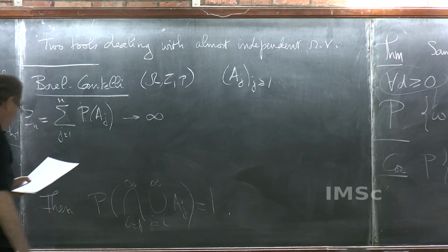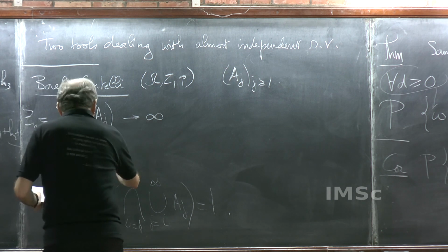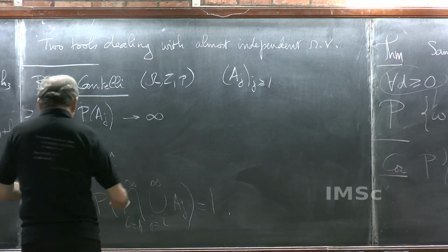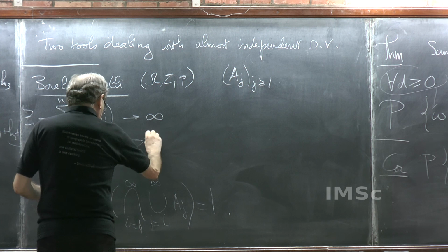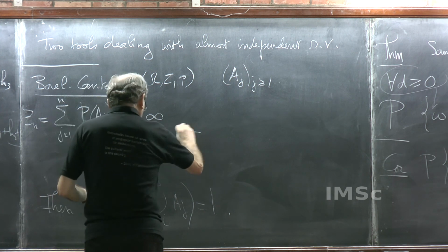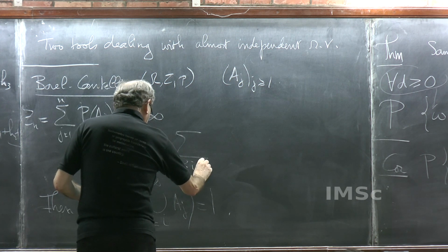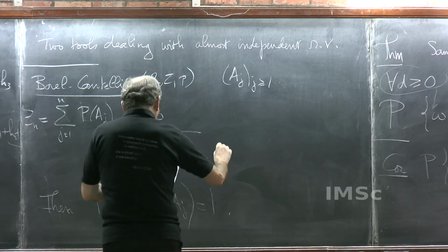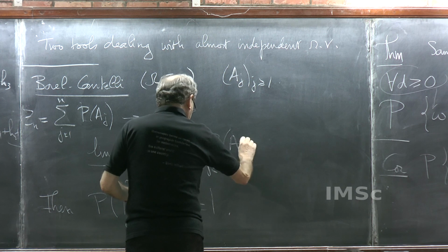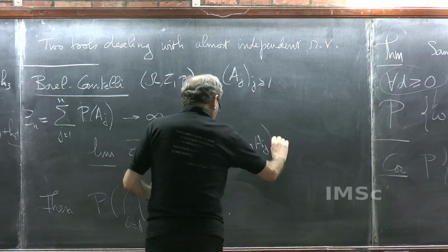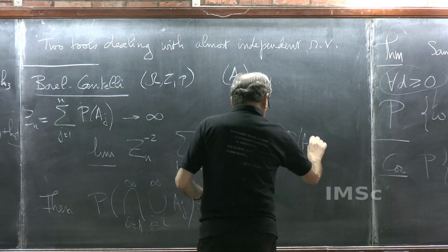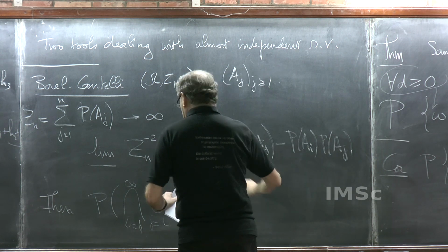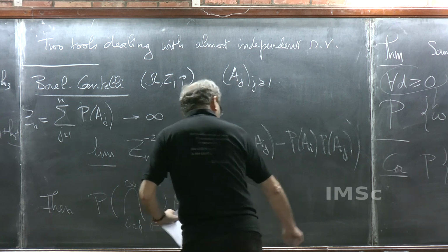Okay? So the Erdős-Rényi condition is this, and this is very convenient: the lim inf of Zn minus 2 times the sum, where i is between j and n, of P(Ai intersection Aj) minus P(Ai)P(Aj). You are asking that this lim inf is equal to 0.